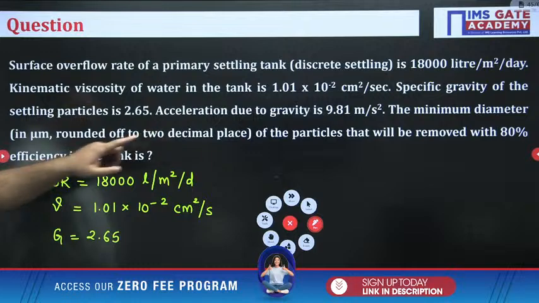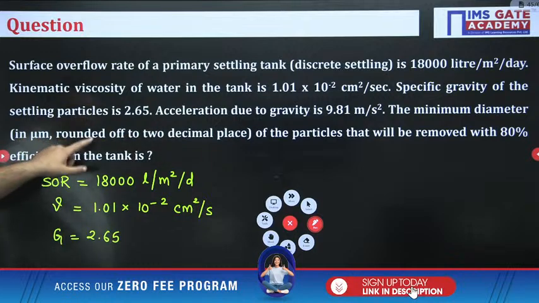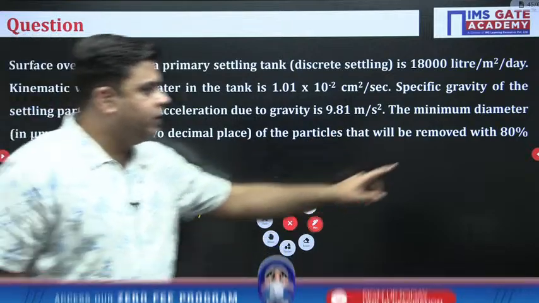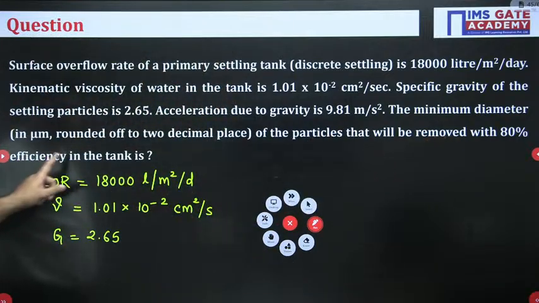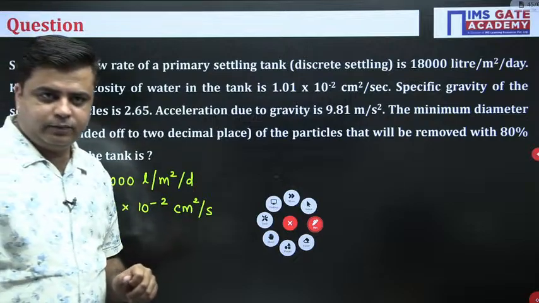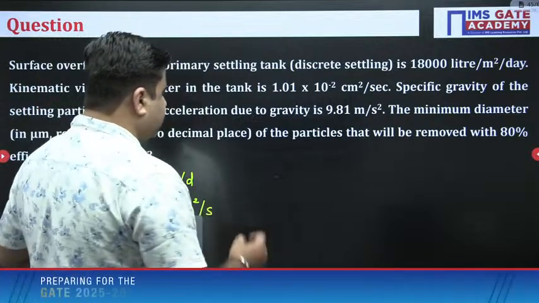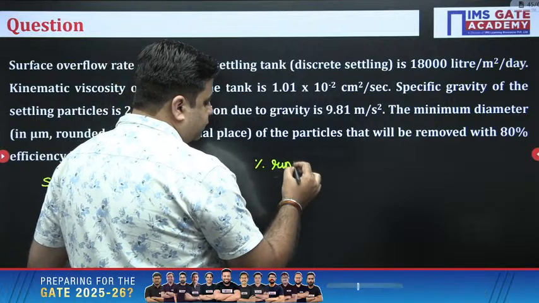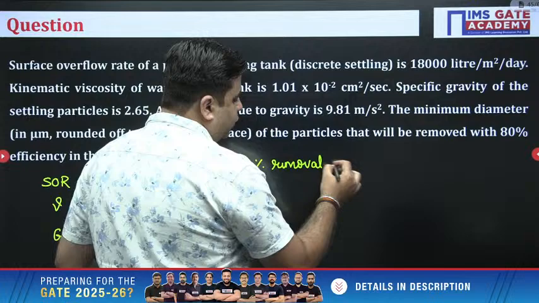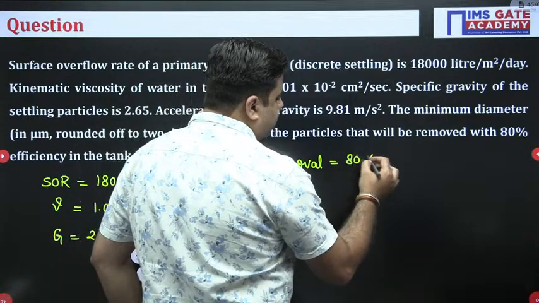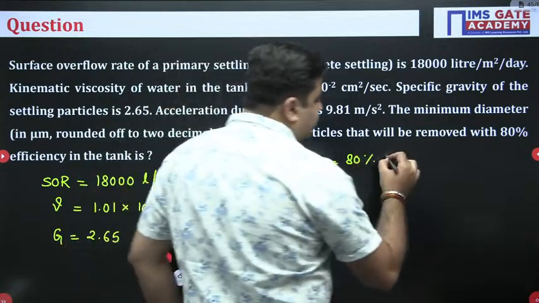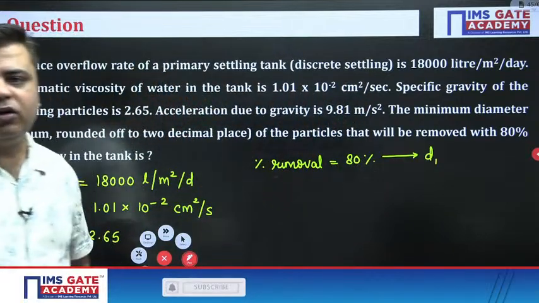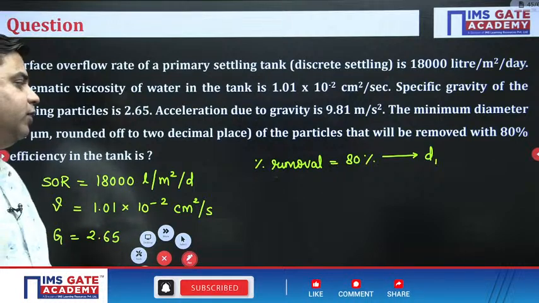The minimum diameter in micrometer, rounded off to 2 decimal place, of the particles that can be removed with 80% efficiency in the tank is. Efficiency of removal is given to you, percentage removal is given as 80%. You need to find out that size of the particle which is going to give you the percentage removal of 80%. Now sir, how can we do this?